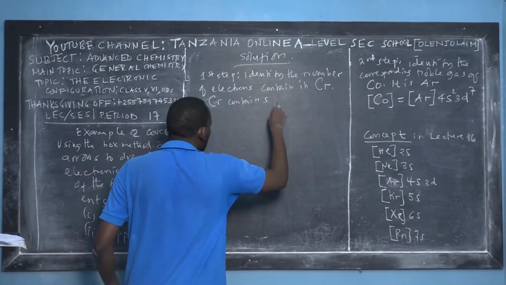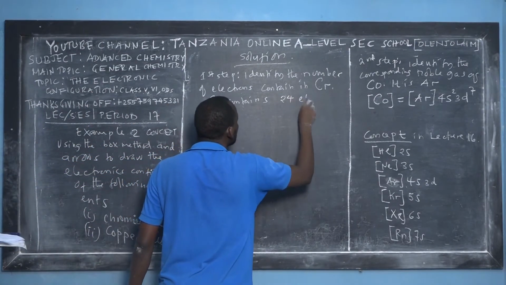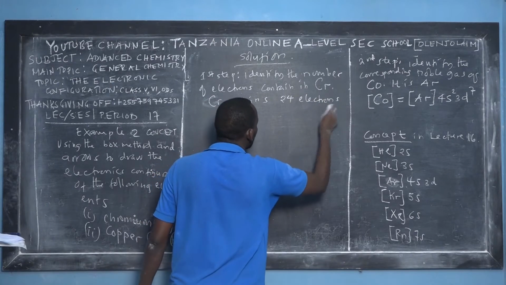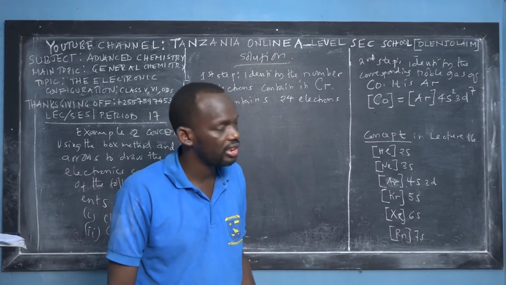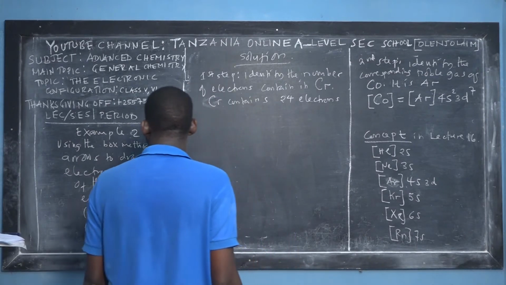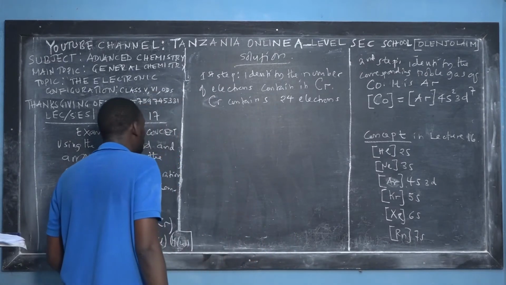So chromium contains 24 electrons. Within the 24 electrons, there are core electrons and valence electrons. Okay, so if that's the case, we have to use the box method.